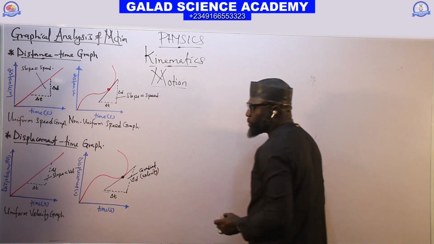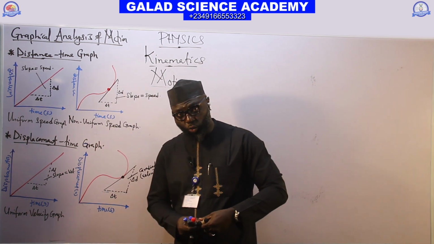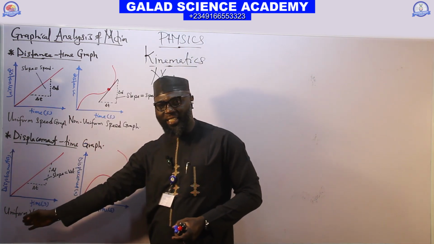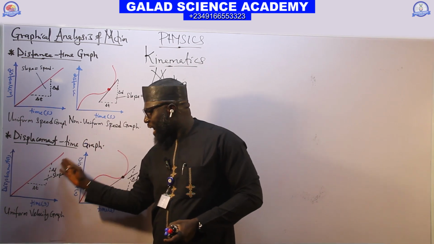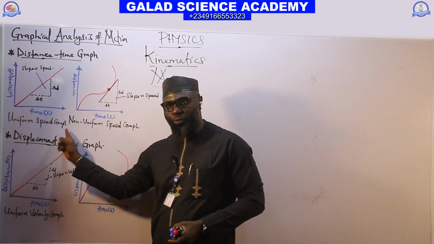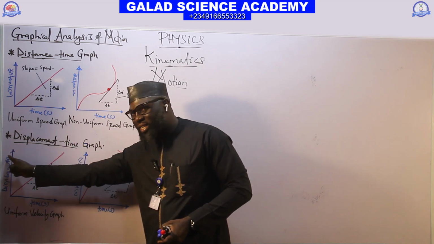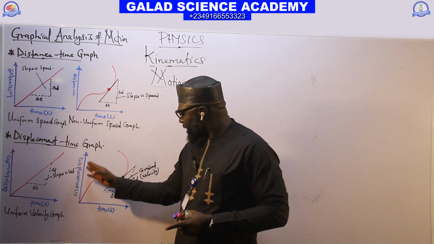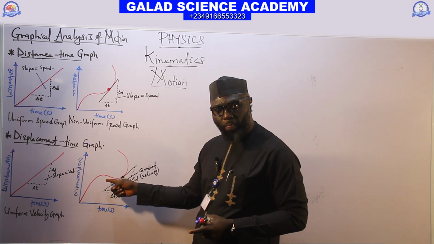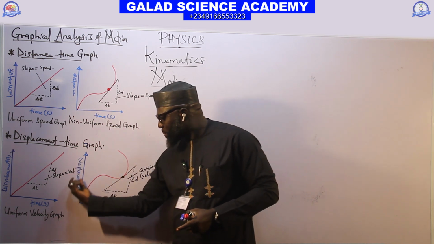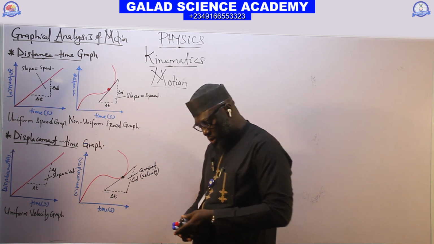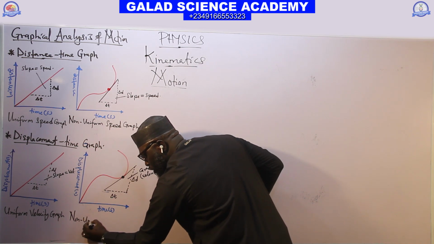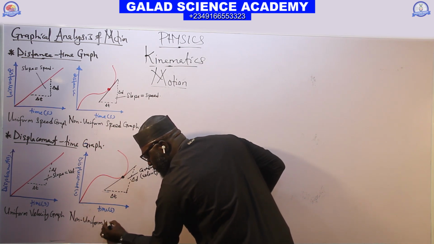So please, in a multiple choice question, what you need to consider most is what you have in the vertical axis. If the graph is a straight line and it is distance against time, it is uniform speed. If the graph is a straight line, but it's displacement against time, it is uniform velocity. But if the graph is not a straight line, and it is displacement against time, it is non-uniform velocity.